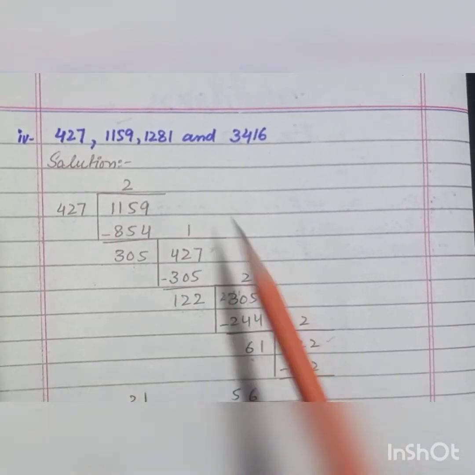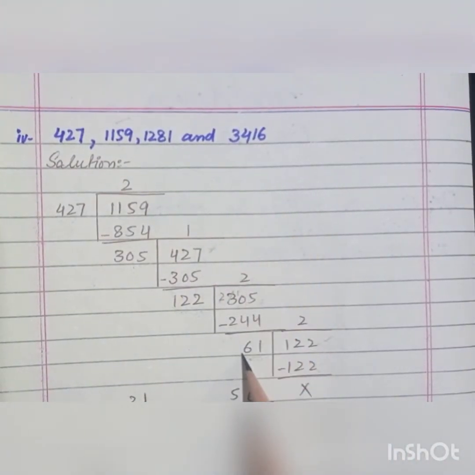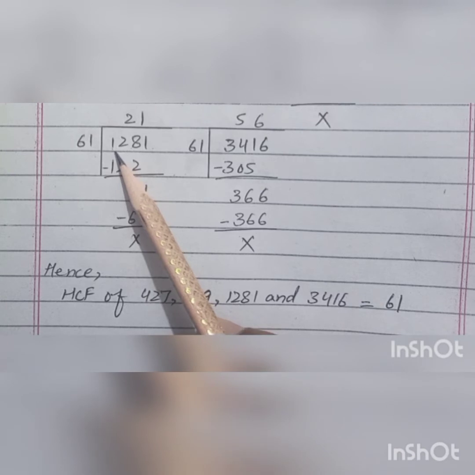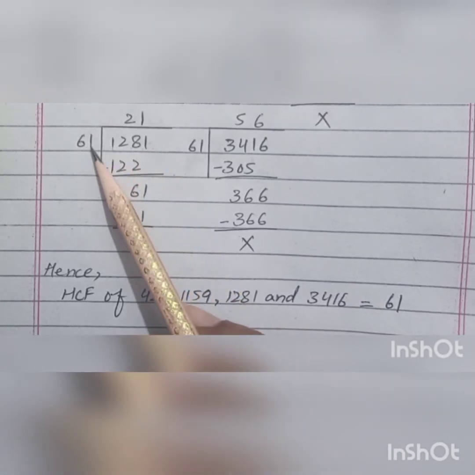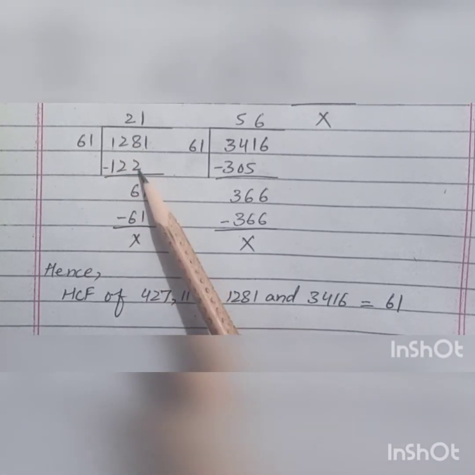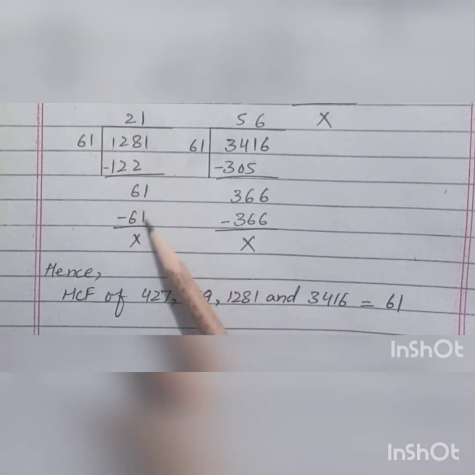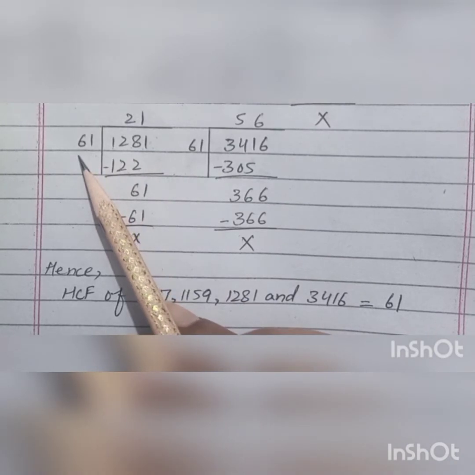Now let's see whether 1281 and 3416 are divisible by 61 or not. 1281 is the dividend and 61 is the divisor. Now multiply 61 by 2, the answer is 122. By solving it, the answer is 61. Now 61 ones are 61. It is completely divisible. We show that this number is divisible by 61.